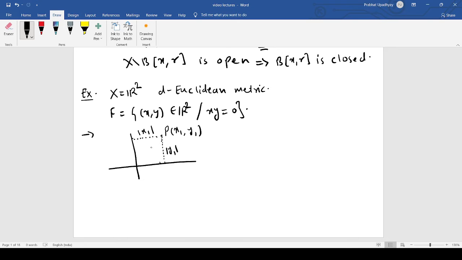Now this figure suggests that I should choose my r to be the minimum of mod x1 and mod y1. So my guess is, if I draw an open ball of radius r around P, that will totally lie in my f complement. That means it will not contain any point from your x-axis or your y-axis. Let's see whether our choice of r works or not.